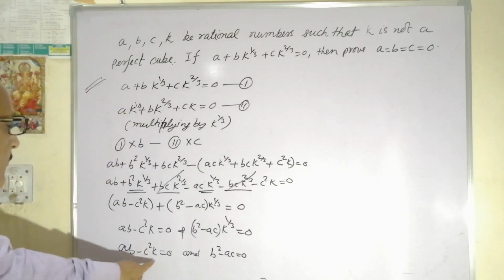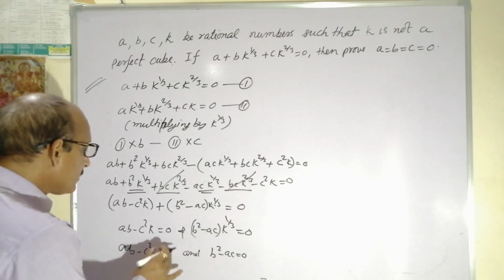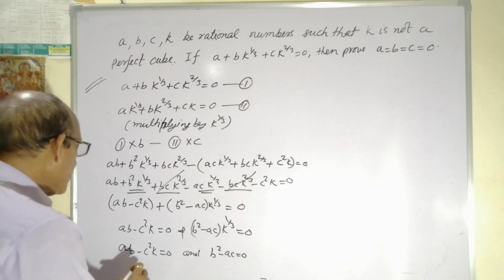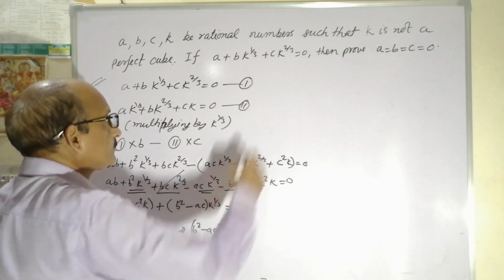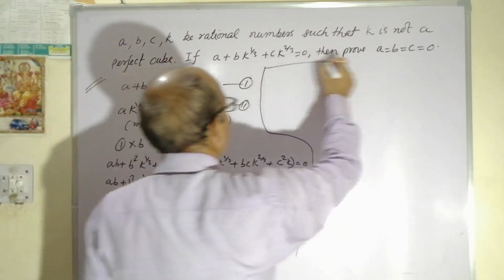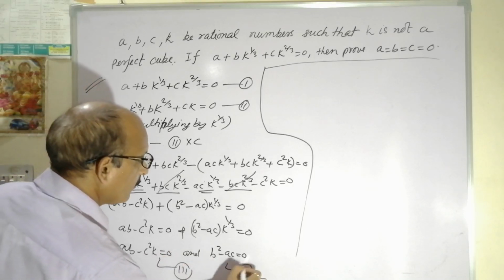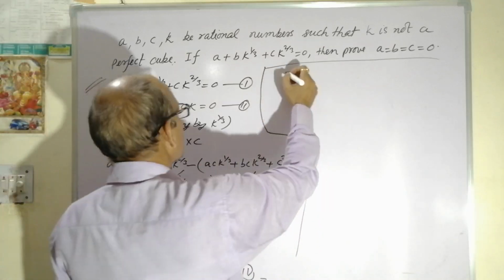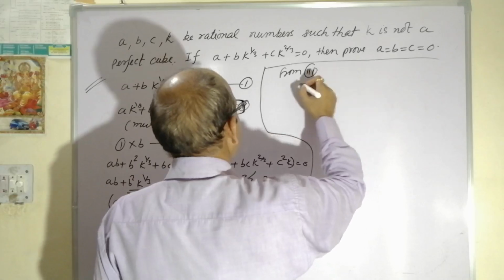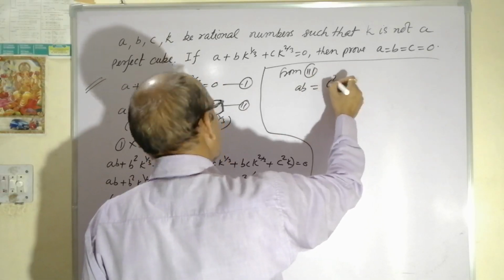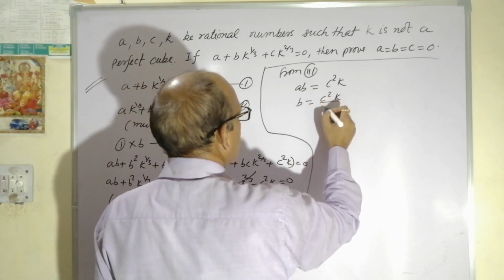Two terms are coming. Now we would like to remove B from here or here, so we'll get B from here. So this is equation number 3 and this is equation number 4. From 3 we'll take AB, that is equal to C square K. So B is equal to C square K upon A.